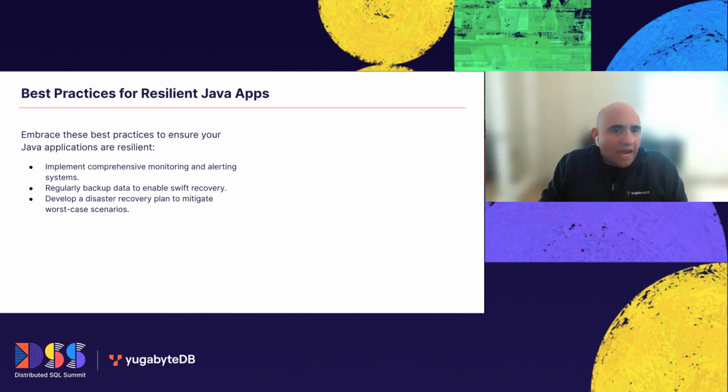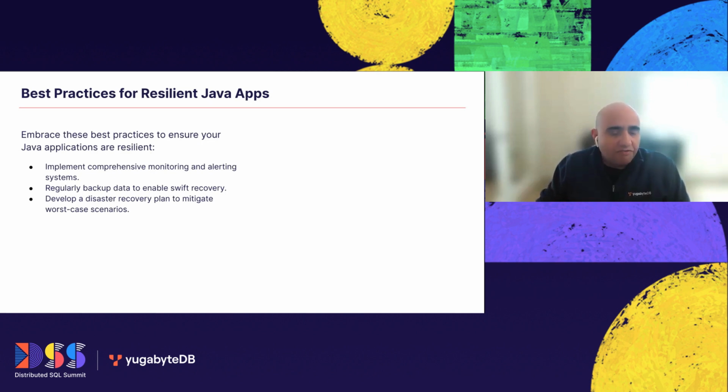Number two, regularly back up the data for swift recovery. Think of data as the treasure chest of your application. You would want to protect it at all costs. Regularly backing up your data is like stashing that treasure in a secure vault. It ensures that even in the event of failure, you can quickly recover and continue your journey. It's your insurance policy for data resilience.